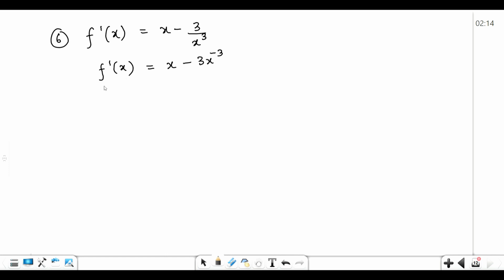Now since we have to find the primitive or the original function, we have to integrate this function. Okay, so how will you obtain the f of x? That will be integration of f dash of x dx. F dash of x is just the derivative of f of x. So now we have to find the f of x, so we have to take the integration. Okay, just the reverse process. So that will be integration of (x minus 3 x to the power minus 3) dx.